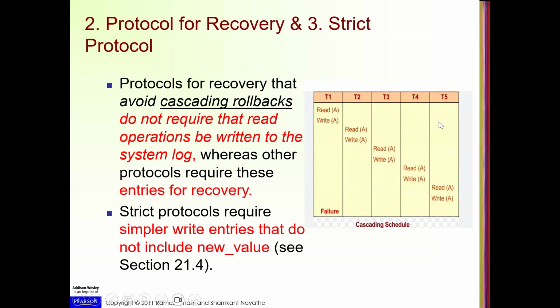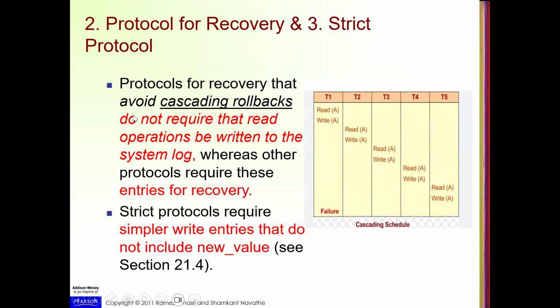Similarly, transaction T5 is reading the value written by transaction T4. Now we have a failure. After T1 did the work, T2 did some work on T1's result, then T3 continued working on the work done by T2. Then T4 worked on T3, T5 worked on T4. Now T1 failed. It means T2 also has to roll back, T3 also has to roll back, T4 also has to roll back, T5 also has to roll back. So it is like cascading rollbacks that happen one after the other. All of them have to roll back.